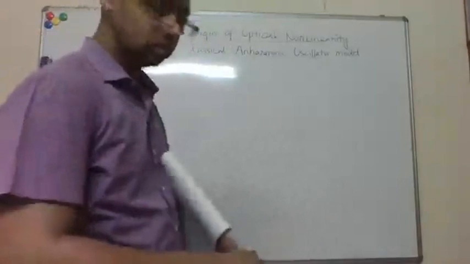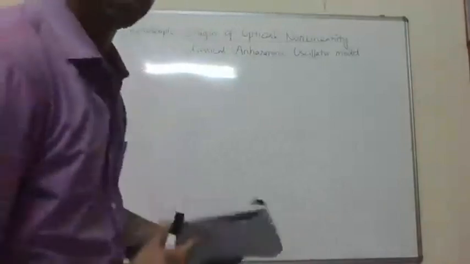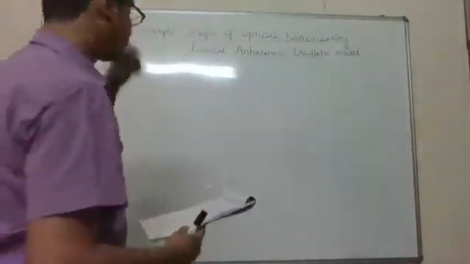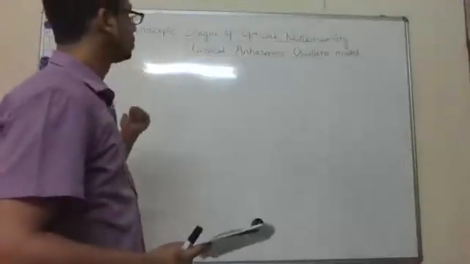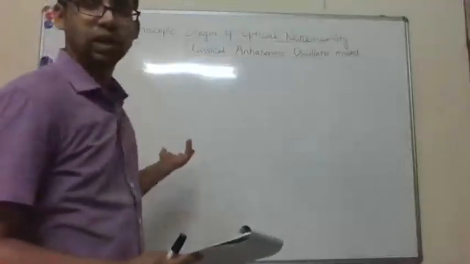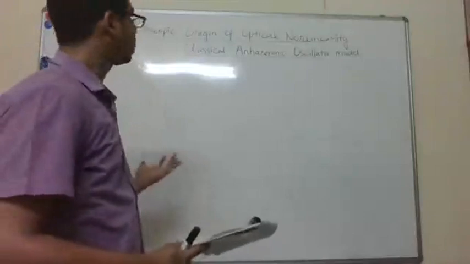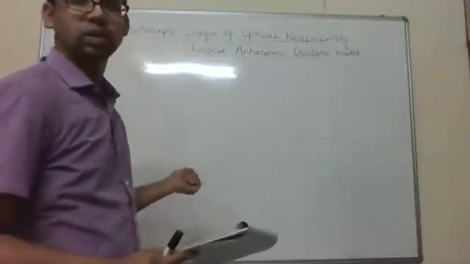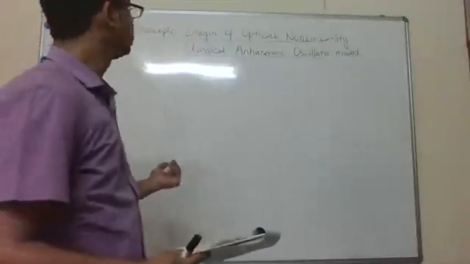Okay. So then we'll move on. At the end of the last class, we started discussing the origin of the optical nonlinearity, right? If we zoom in onto the atomic scale, where does the nonlinearity come from?